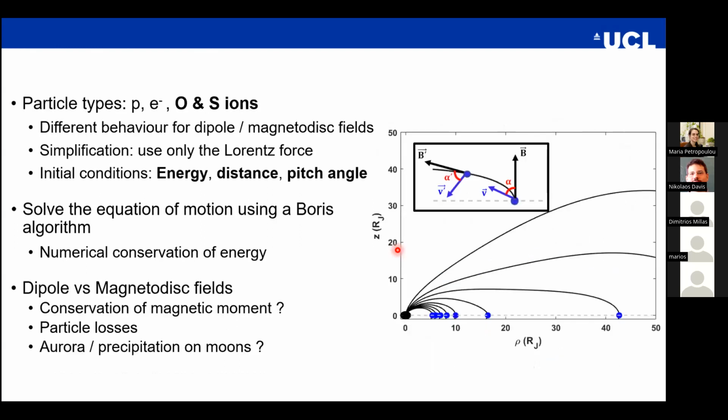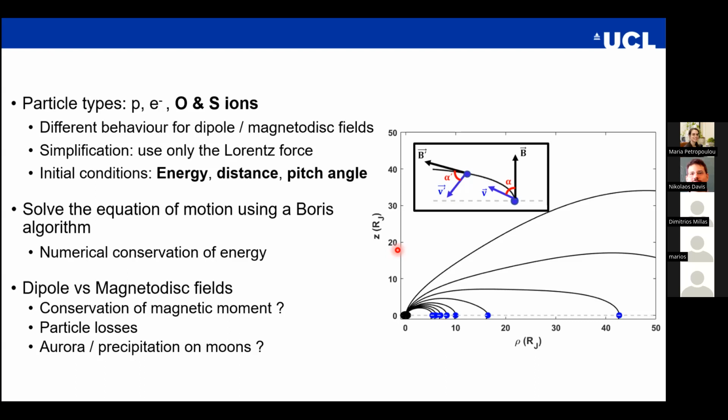However, we are not so lucky with Jupiter. First of all, we have different kinds of plasmas. We have protons and electrons, of course, but we also have oxygen and sulfur ions from the volcanic moon Io. So using the magnetodisc code that I described before, we take one of our favorite models and we initialize charged particles at different locations with different energies and different pitch angles. And we wanted to see: is this approximation, the adiabatic motion, valid, and under which conditions?